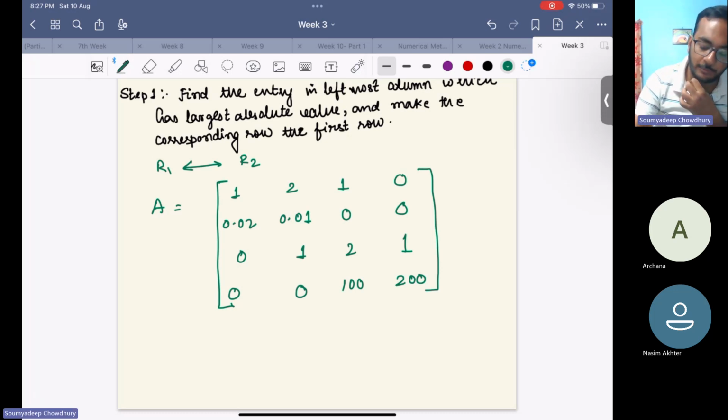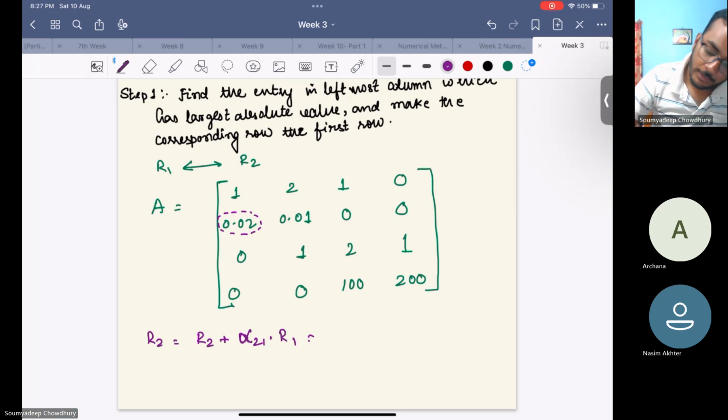So now a similar process we have to follow, like Gaussian elimination. We have to make this element first equal to 0, right? So R2 will be R2 plus alpha 21 R1, where alpha 21 is minus A21 by A11. So it is minus 0.0.